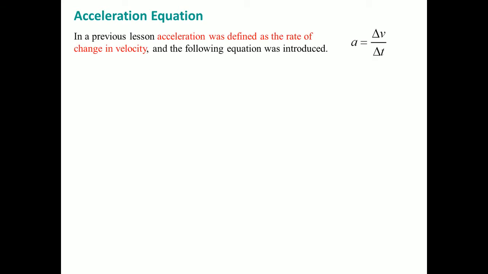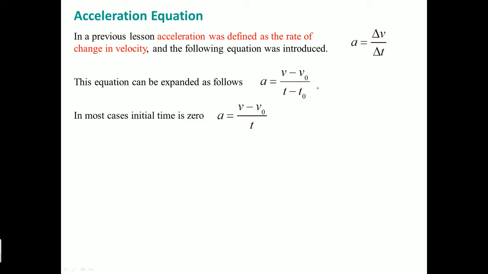We saw that acceleration is equal to delta v over delta t. We can expand it because delta means final minus initial. So a equals v minus v naught divided by t minus t naught. What we can do is if we take t naught equals 0, it simplifies into this equation here, where a is equal to v minus v naught over t.